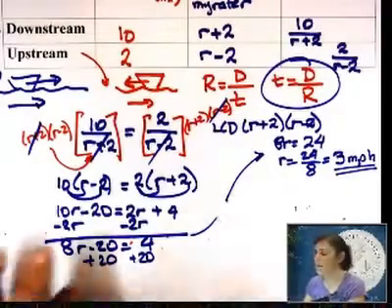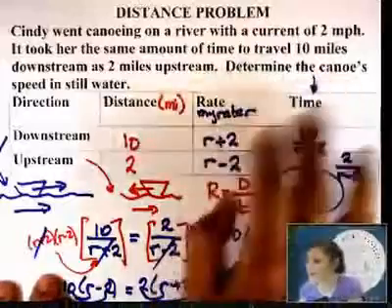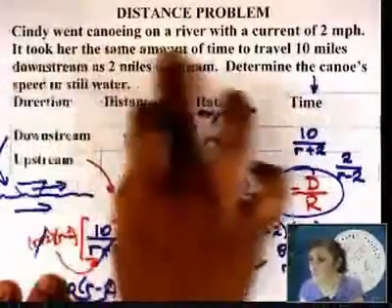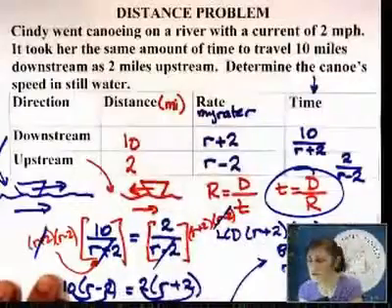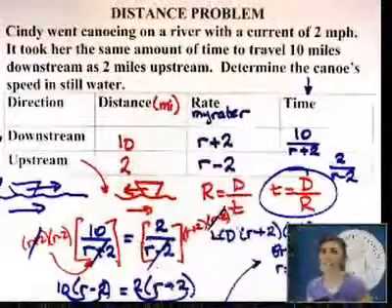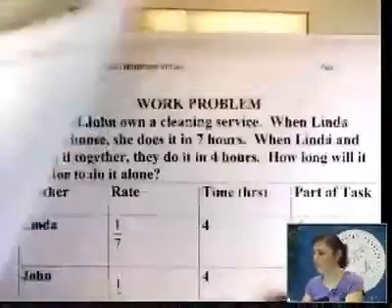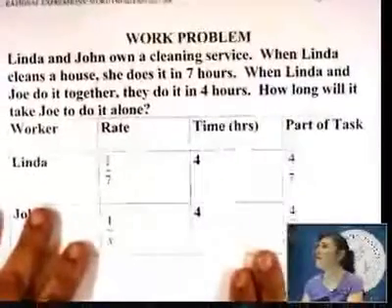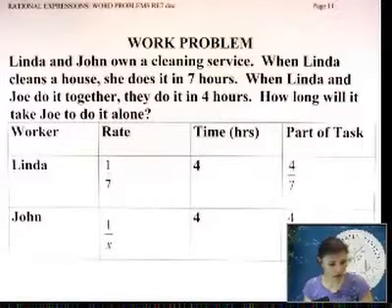There may be problems that ask you something different. You may say, it took the same amount of time, so that means I set them equal. But in some instances, they may not be the same, okay? So you have to read those kind of key things so that you know what they're asking. Another type of problem that involves rational equations is the work problems, and this is very, very typical.